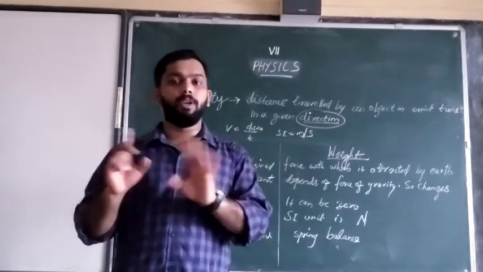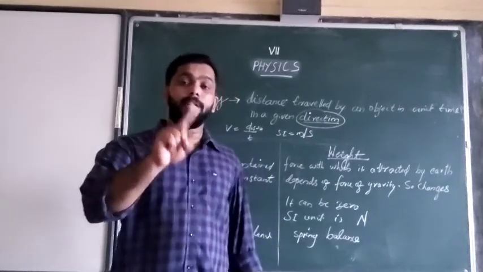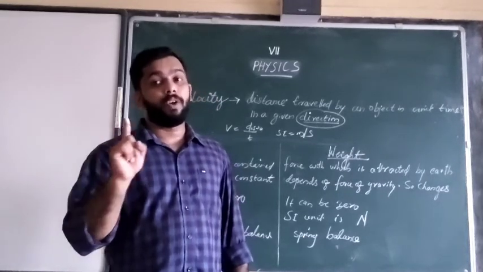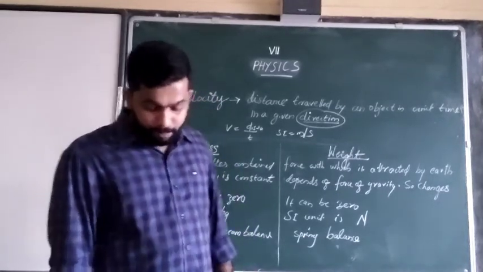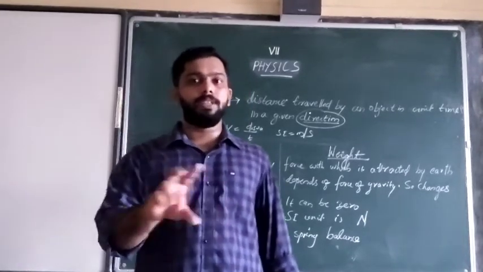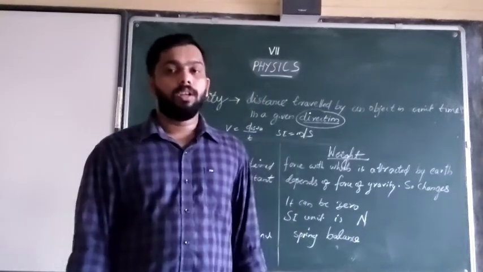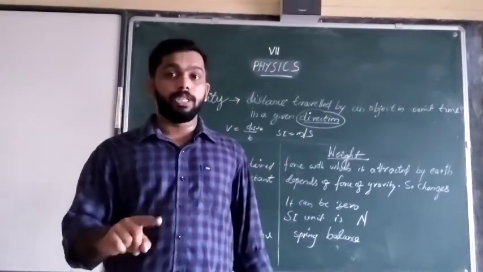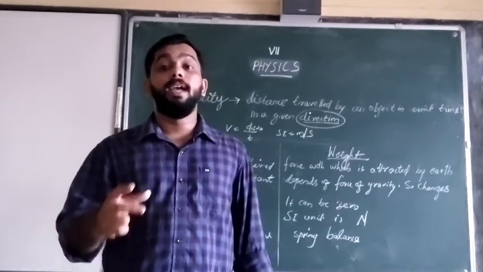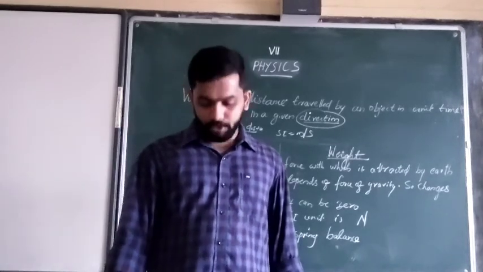Speed has no direction, velocity has direction. If the direction is not there, speed is a scalar quantity. If the direction is there, velocity is a vector quantity. Speed tells us how fast the object is moving, only that. But velocity tells us how fast the object is moving, along with in which direction it is moving.